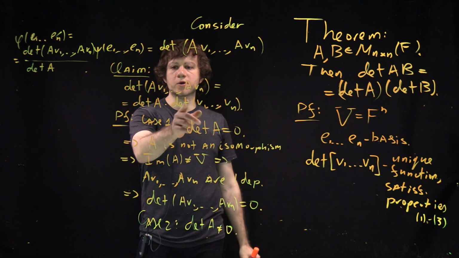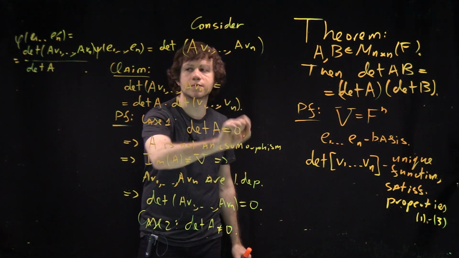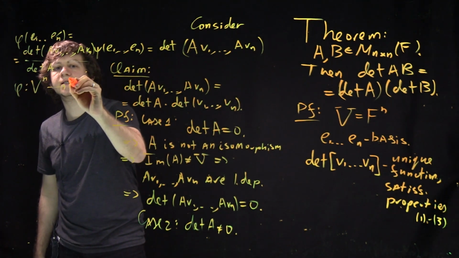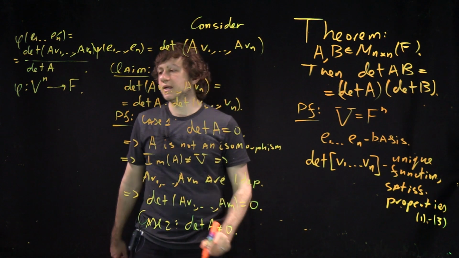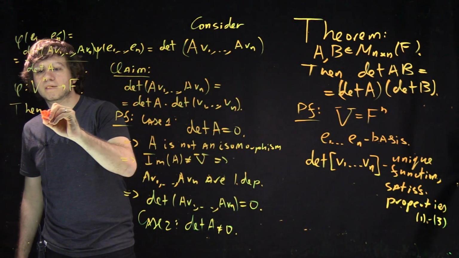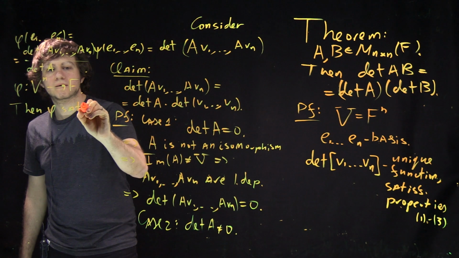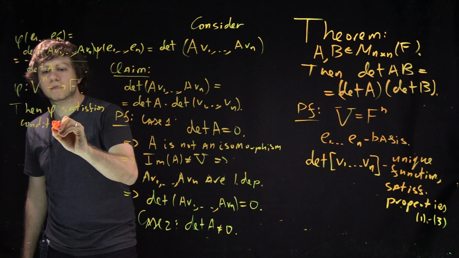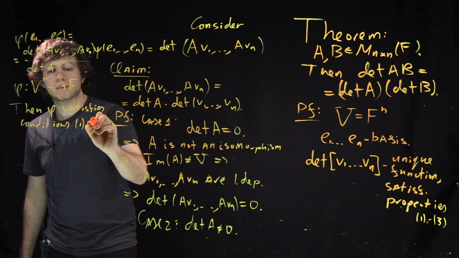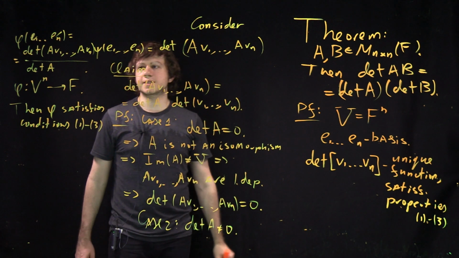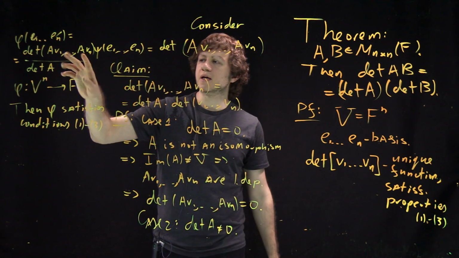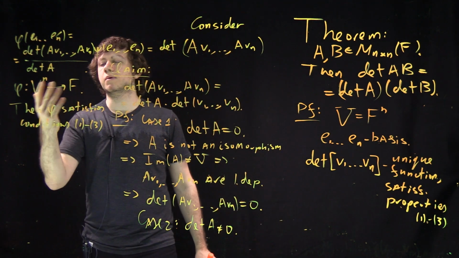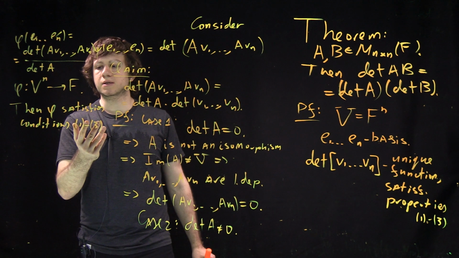So we want to show that this is just the determinant of vectors V1, ..., Vn. So consider this phi as a function from V^n to F, as in the previous theorem. Then phi satisfies conditions 1 up to 3. So why is this the case? Again, A is fixed, and V1 through Vn are changing vectors. So let's prove, for instance, 1.